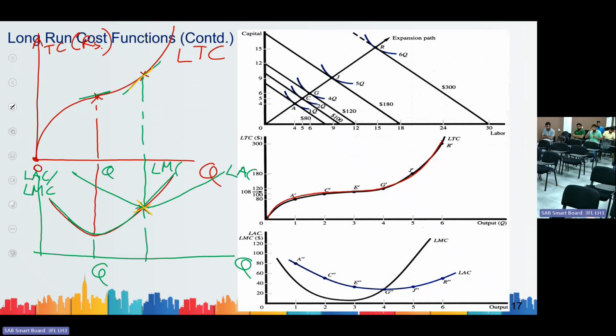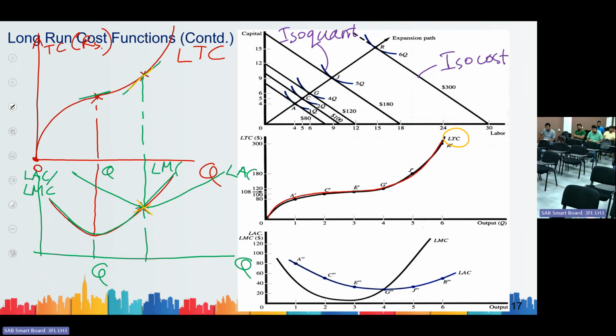And also this long run total cost is derived from this expansion path. We learned this expansion path in long run production theory. So these straight lines are isocost curves. These convex to the origin curves are isoquant curves. Isoquant curves.